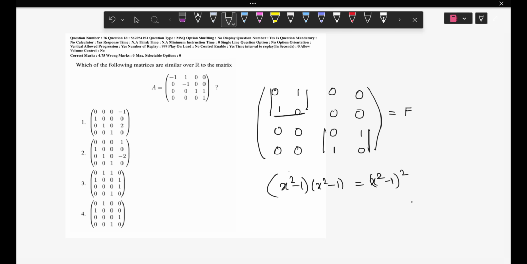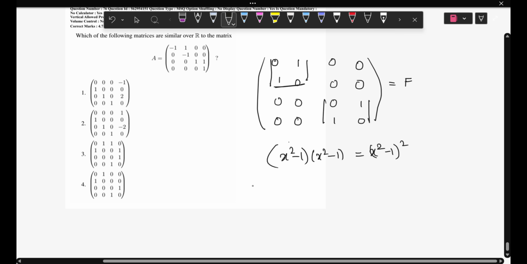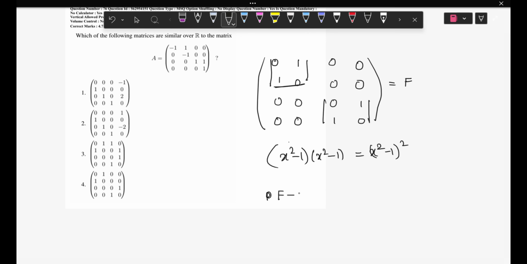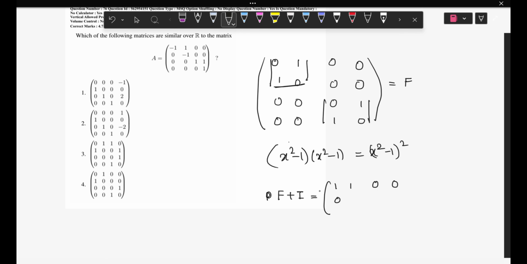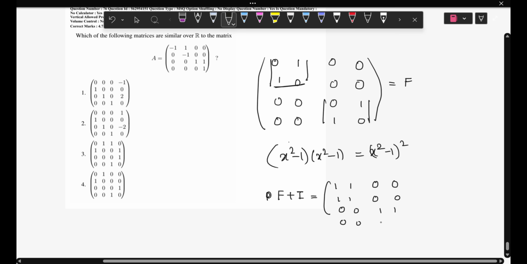So the characteristic polynomial of F is the same as the characteristic polynomial of the given matrix A. Now note that if I calculate F plus I, that gives you 1 1 0 0 1 1 0 0 0 0 1 1 0 0 1 1.